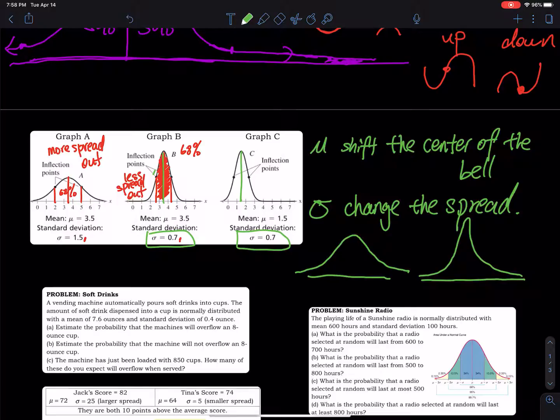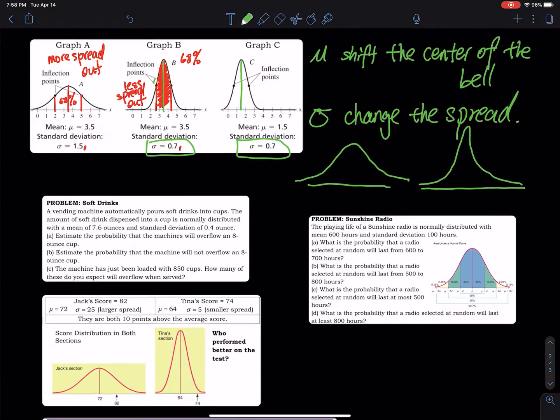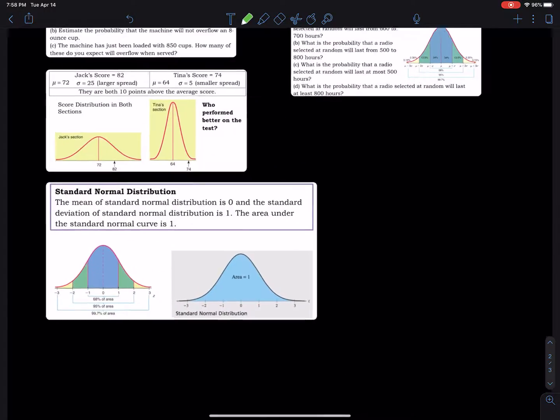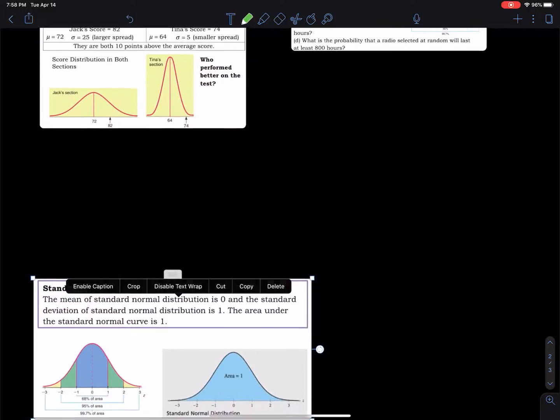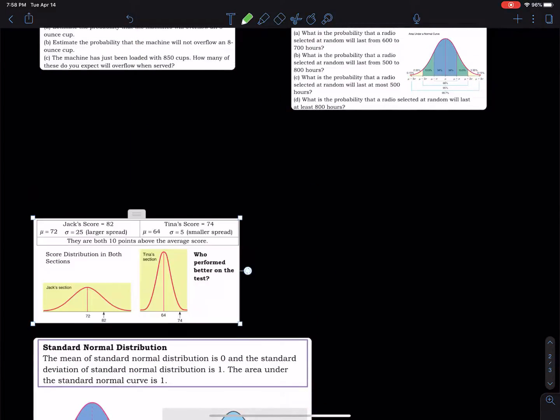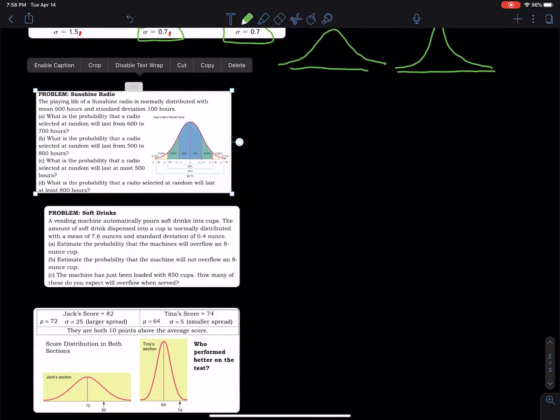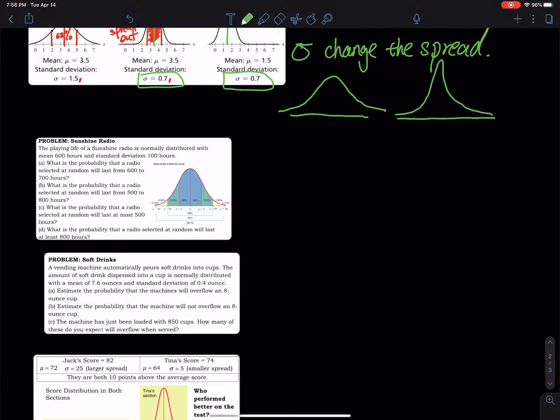Now, let's do some practice. The first practice that I would like to do is the sunshine radio. Let's take these pictures away. I'm going to tap on this and then take that away because we need that for other discussions. Okay, we put the sunshine radio right there. Let's read the problem. The playing life of a sunshine radio is normally distributed with mean 600 hours. So mu equals 600 hours, and then standard deviation equals 100 hours. What is the probability that a radio selected at random will last from 600 to 700 hours?